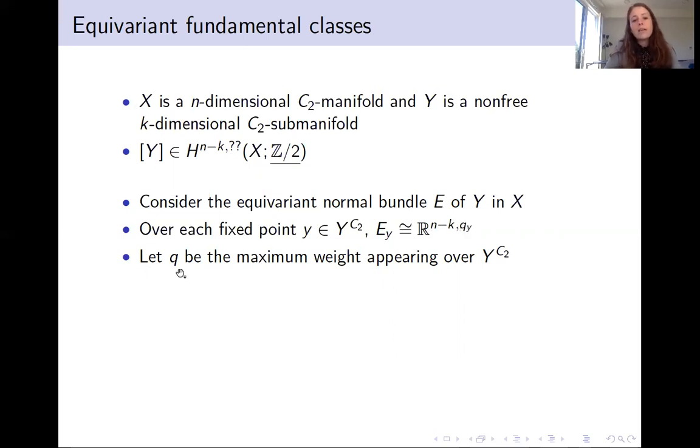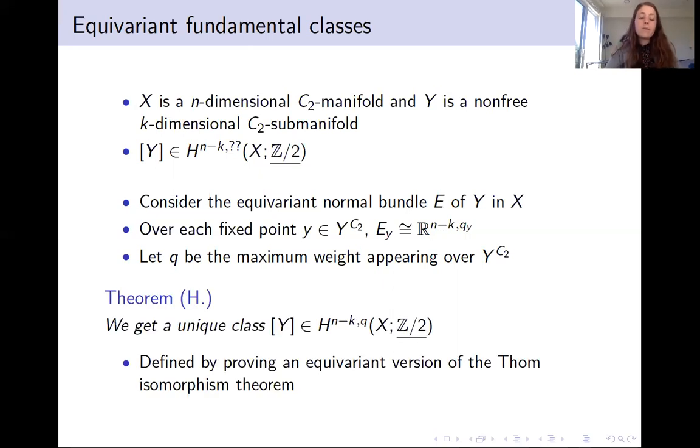Now I want to let Q be the maximum such weight appearing over this fixed set. So I look at all my fibers over my fixed set and pick the largest weight representation appearing in the normal. Okay, and then the theorem is that we get a unique class that acts like a fundamental class. And its weight is given by this Q, which was determined by the normal bundle as described in these 3 bullets.